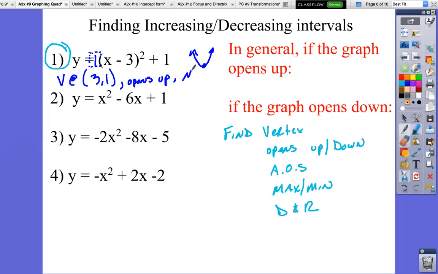Minimum. Maximum. That's a minimum because that's the lowest it's going to be. Sorry, if we had more time to play with, we'd really have a conversation about this and have you guys explain this. It's a minimum value because it opens up. That's the lowest value this goes. So it's a minimum. And what is my minimum? Is it 3 or 1? 1. It's always, always, always that Y value.